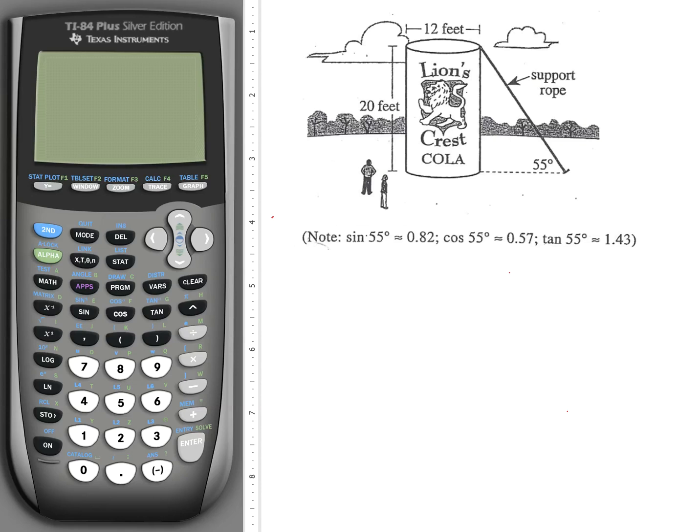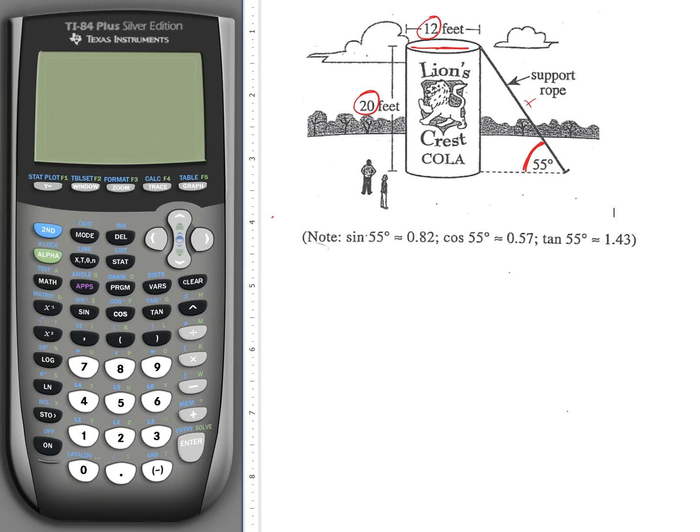Okay, we're given this fairly lengthy description, but all the things that you need are actually in the diagram. This is 55 degrees, 12 feet is the diameter, and 20 feet is the height. The question we're asked is, which of the following is closest to the length in feet of the support rope? All right, so we need this.